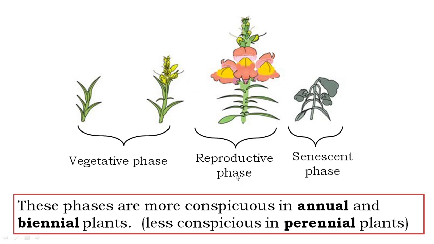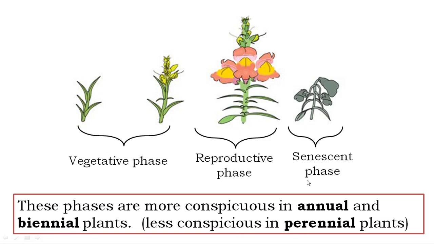Then the reproductive phase, right? And after reproduction, the plant will grow old and it will die, and that particular growing old process is called the senescent phase, right? Now among plants, right, plants are of different types: annual, biennial, and perennial.